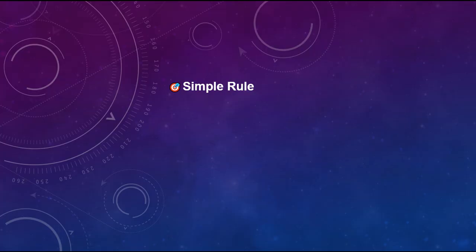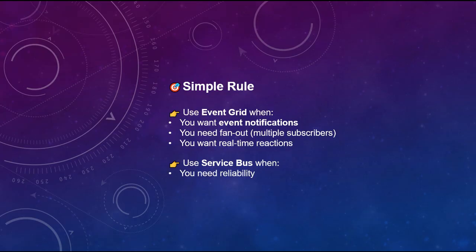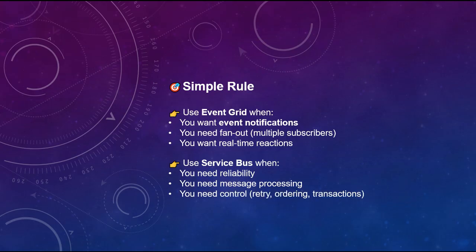So what are the simple rules here? Use Event Grid when you want event notifications, like YouTube, that we have already seen. You need fan out, like multiple subscribers, that we have already seen. And you want real-time reactions. And use Service Bus when you need reliability, you need message processing, and you need control: retry, ordering and transactions.